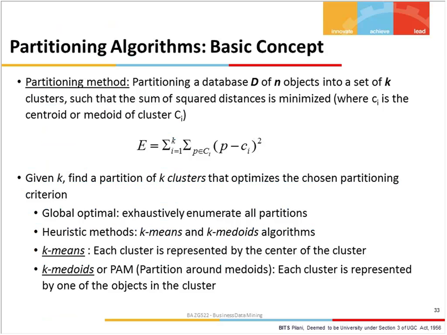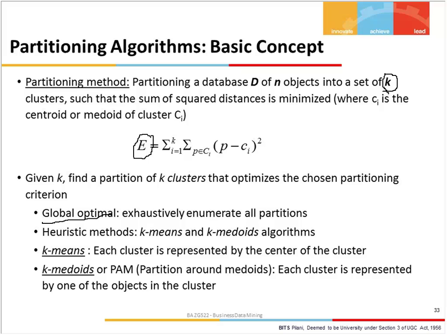So how do we minimize? We use the sum of the squares, and we sum it up for all the clusters, and then we have an objective function. This represents an error function or an objective function. This is a very high-level conceptual definition for a partitioning algorithm which creates k clusters given data of n objects. And this error function becomes globally optimal if we can exhaustively enumerate all partitions.